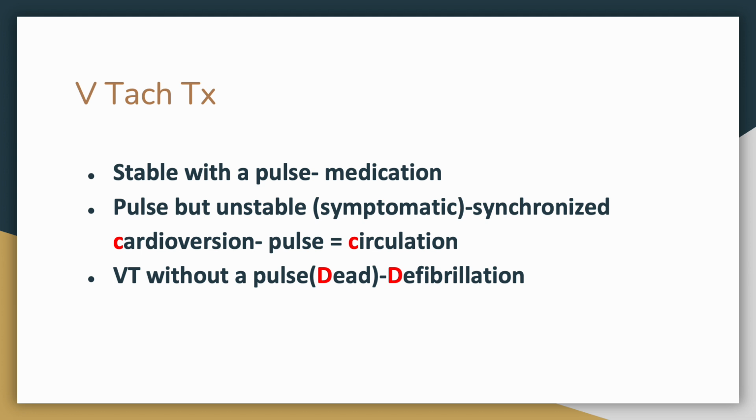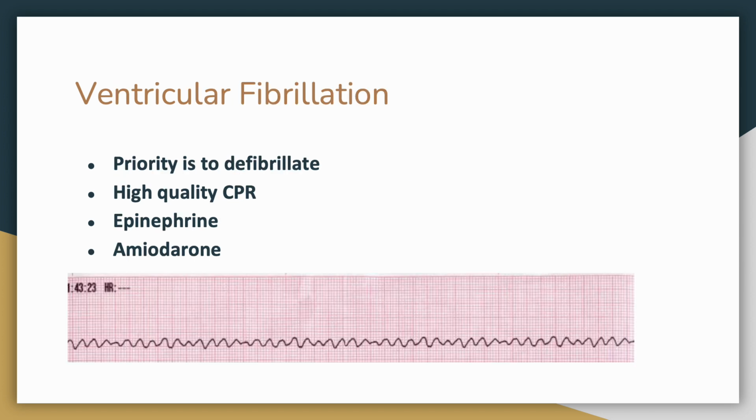If they have a pulse but they're unstable, they're going to get cardioversion. If they have VTAC without a pulse, that means they're going to get defibrillation. D is for dead. And when somebody doesn't have a pulse, they're considered dead, okay? I don't mean to be blunt, but that's just an easy way to remember that people with pulses get cardioversion because they have circulation. And without a pulse, you get defibrillation. But there's only two rhythms that get defibrillation, okay? That's VTAC and VFib.